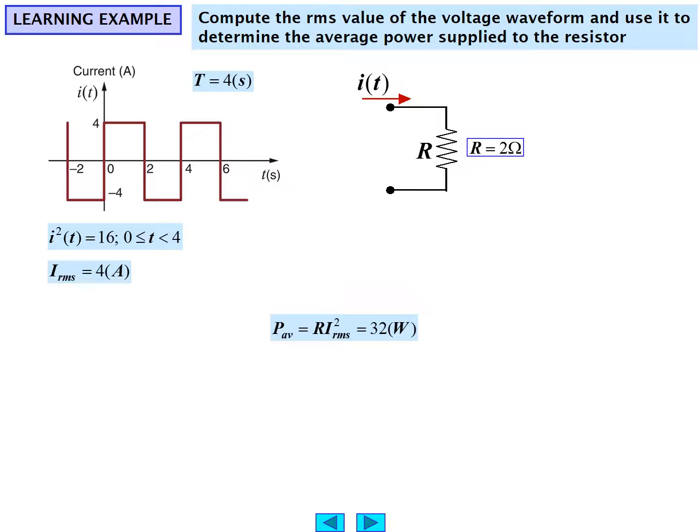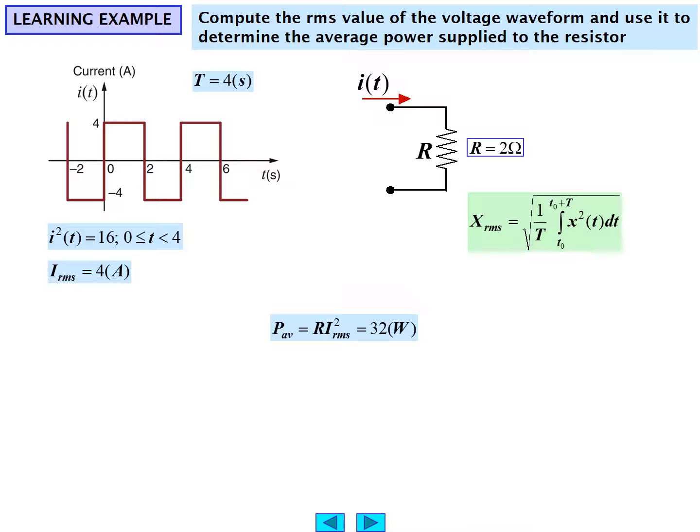In fact, i squared of t is nothing more than 16. You should verify that in your own mind over the range from 0 to 4. Because when we square the waveform, minus 4 becomes plus 16, and of course 4 becomes 16. And therefore IRMS is the square root, and IRMS is 4 as a result. The average power is R times IRMS squared. In this case, a 2 ohm resistor, IRMS squared gives us 32 watts.